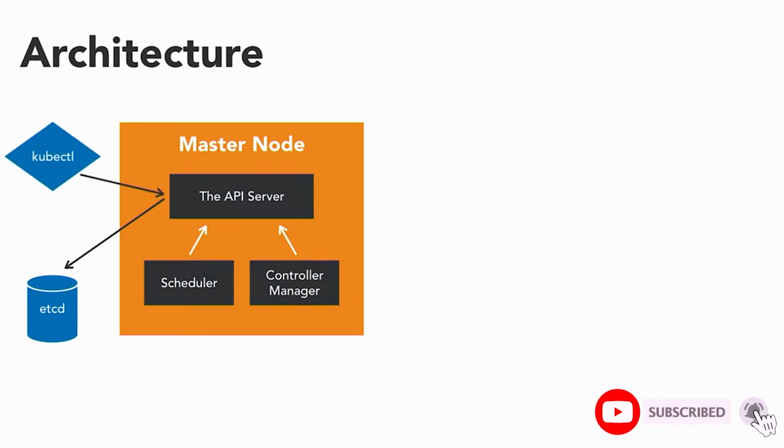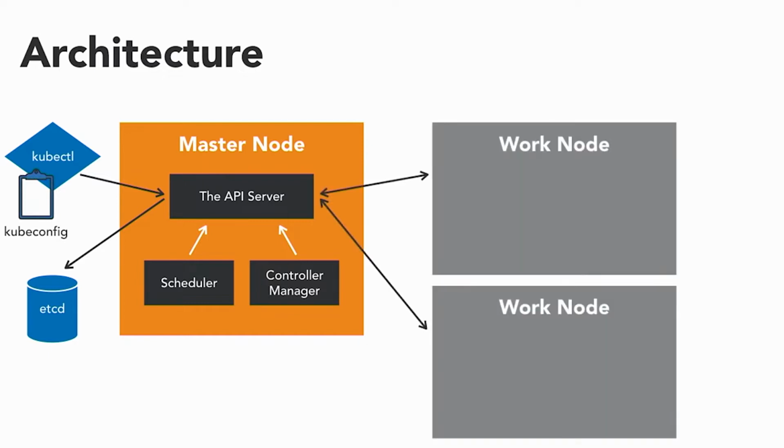You interact with the master node using the kubectl application, which is the command line interface for Kubernetes. Kubectl is also called Kubectl in some instances, but I'm going to say kubectl for the rest of the course. Kubectl has a config file called the kubeconfig. This file has server information as well as authentication information to access the API server.